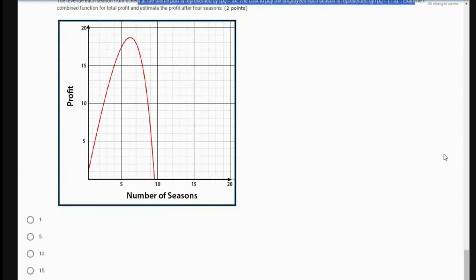Which is real important in the business world. In the business world, you'll get graphs and data all the time, and you got to be able to look at a graph and know, what is this graph telling me? So for this theme park, after 4 seasons, what is the profit? 1, 5, 10, or 15?